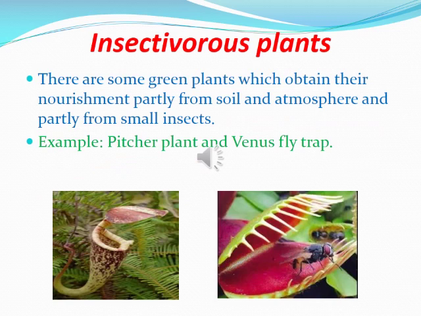Insectivorous plants. There are some green plants which obtain their nourishment partly from soil and atmosphere and partly from small insects. Common examples of such plants are pitcher plant, bladderwort, and Venus flytrap. These plants trap insects, kill them, consume them, and throw out the waste. These plants have leaves that are modified to catch insects. Insectivorous plants do not get enough nitrogen and so they eat insects to fulfill their need for nitrogen.